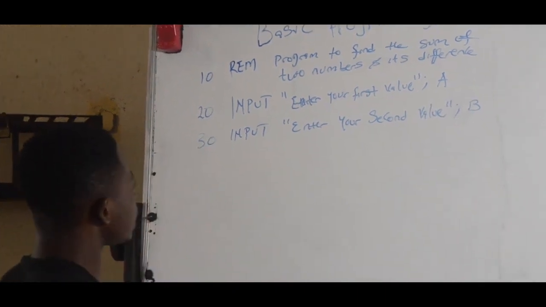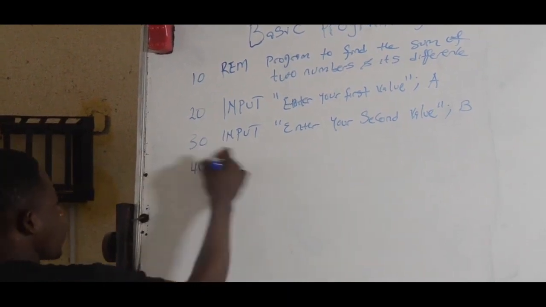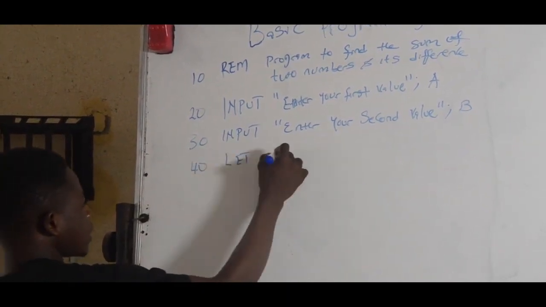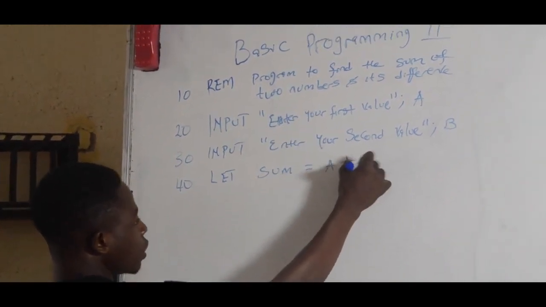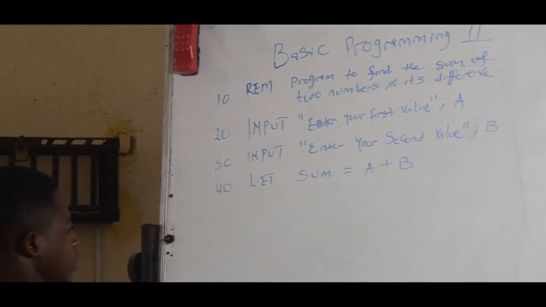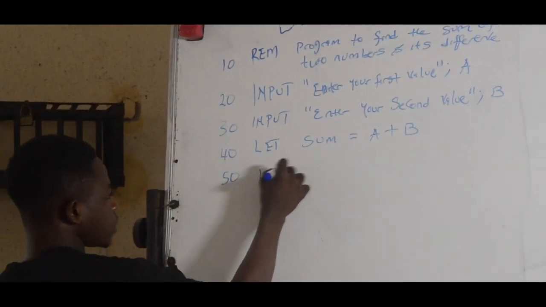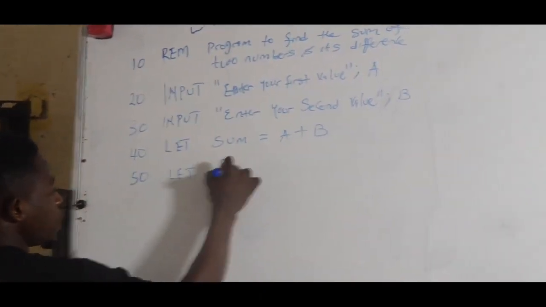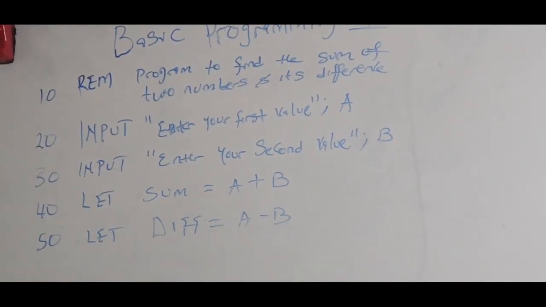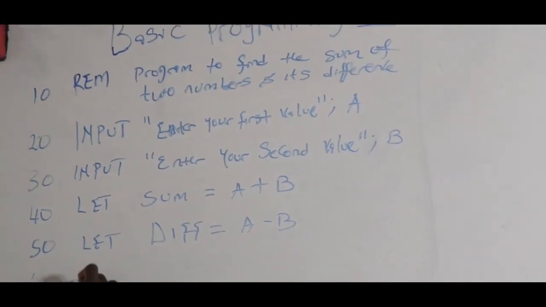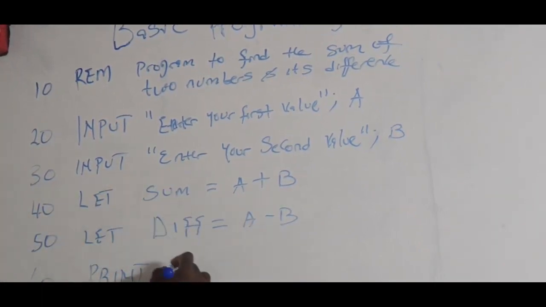So what we want is the sum, and we still need the difference. So we can go straight to 40. You can now say LET sum equals A plus B. Then 50: LET, what do we still need? We need diff equals A minus B. Then 60, now you can print it out. You can say print sum.